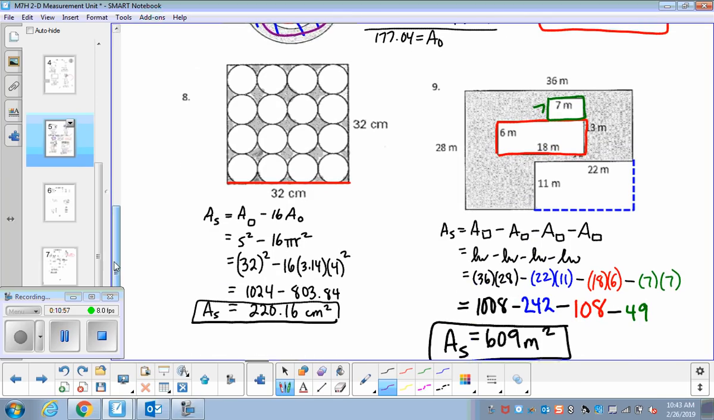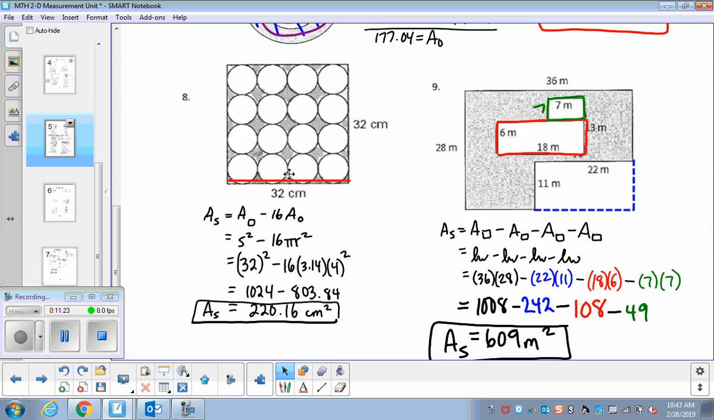Now for number 8, you're going to see that we have 16 of these little circles nestled within a 32 by 32 square. So the 32 by 32 square, that's going to be easy to find that area. It's going to be 1024. It's the area of this big square, 1024. Now we need to remove 16 of these circles.